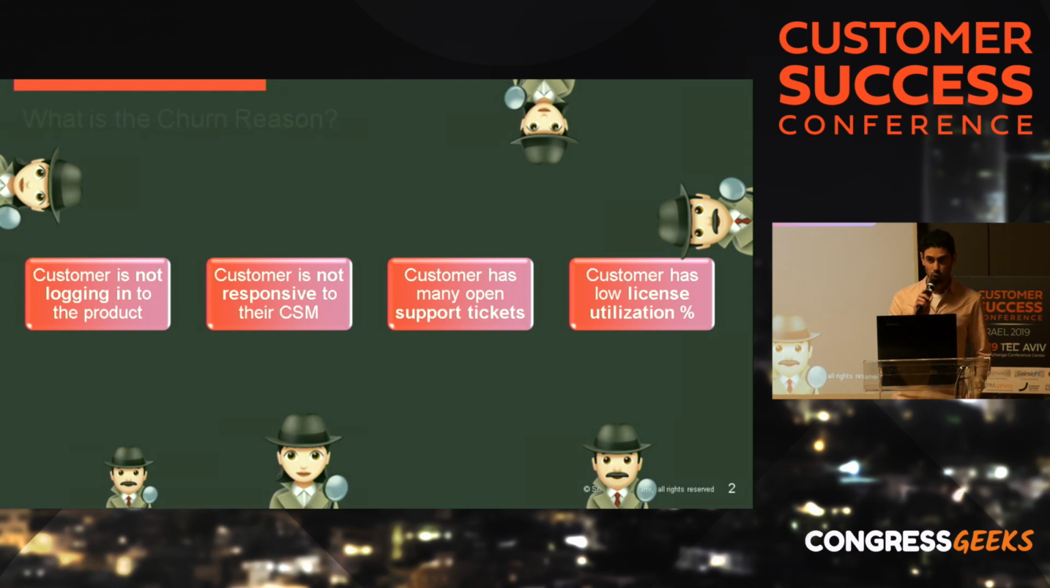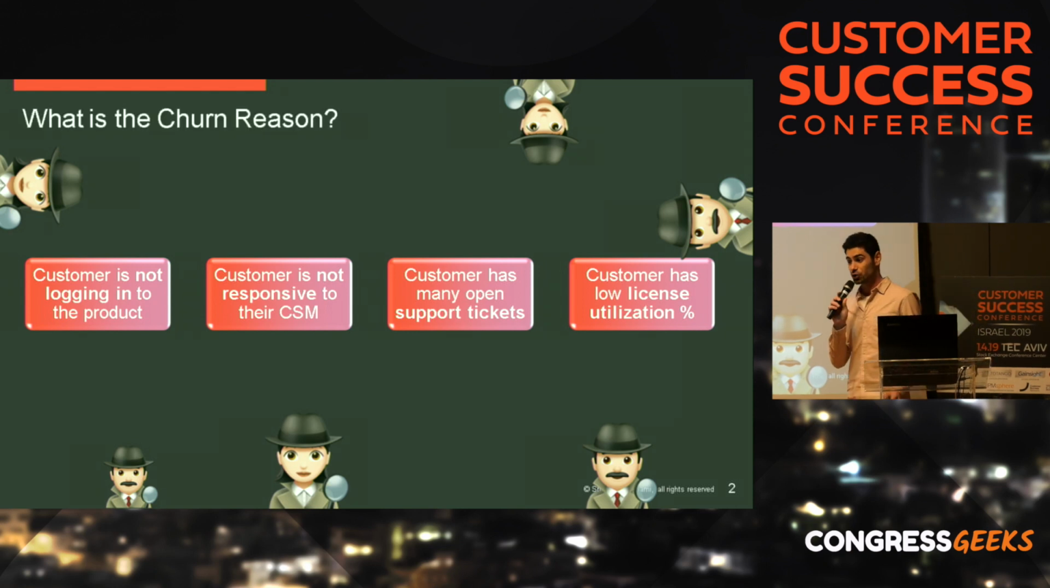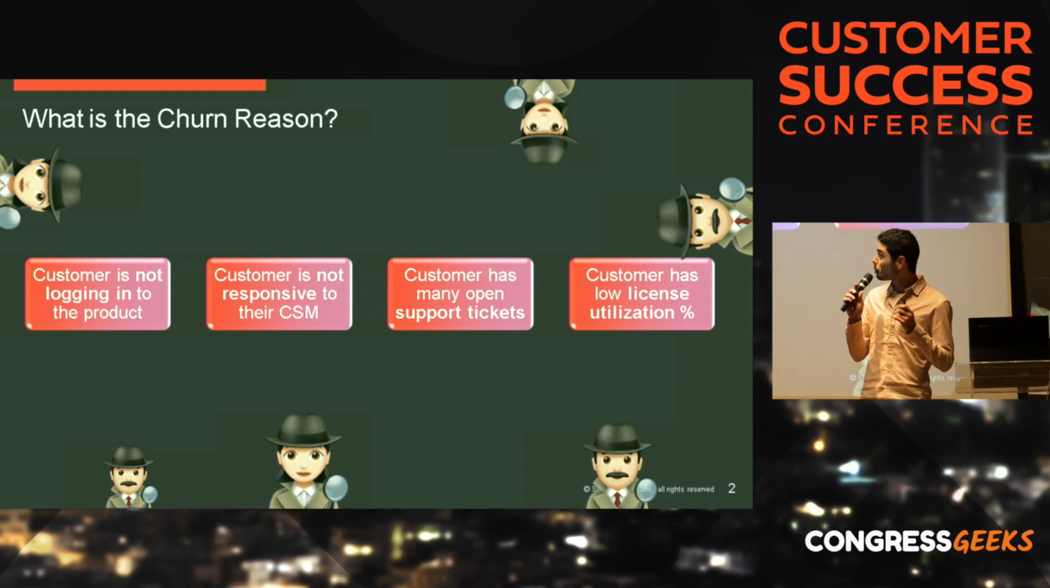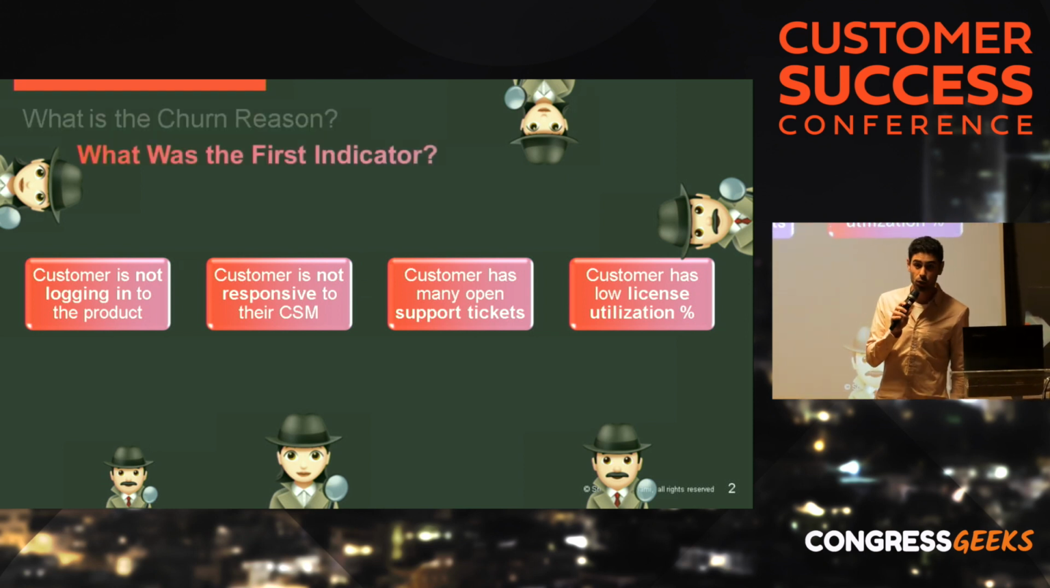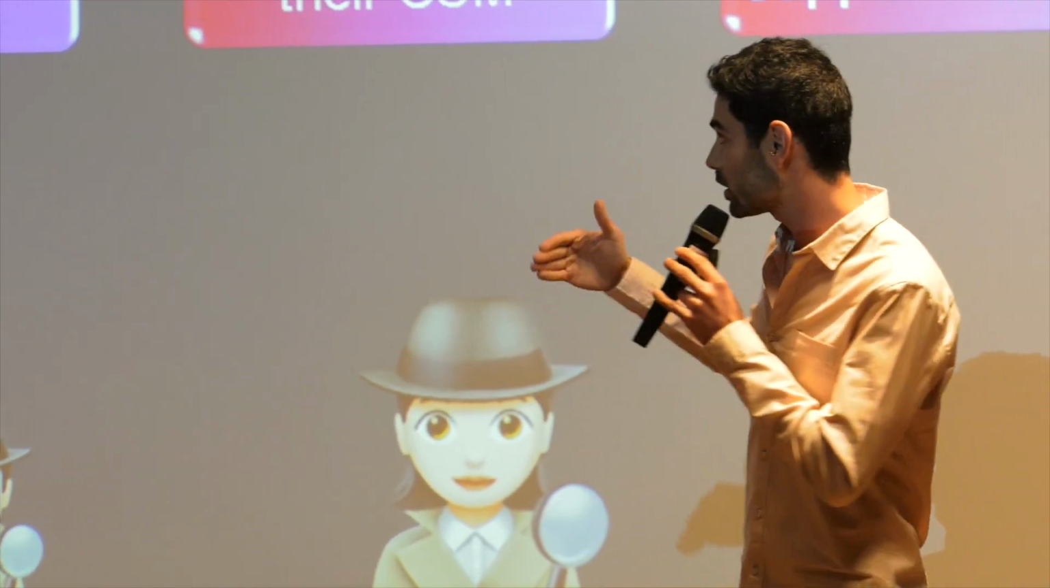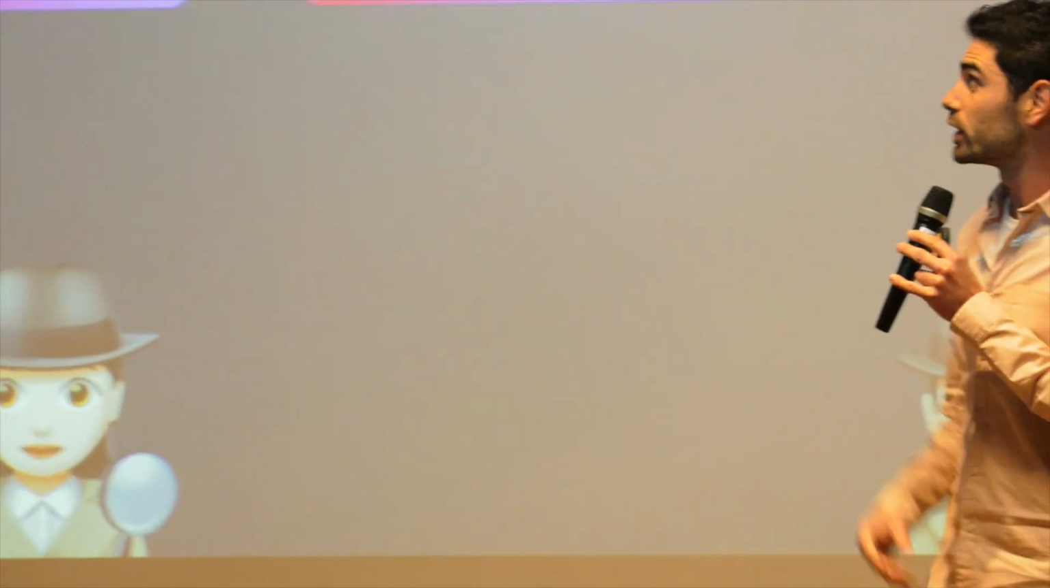Many times we focus on the question, what is the churn reason? Here in this presentation, I would like to go back and ask the question, what was the first indicator to this? Because when we talk about customer health score, we try to find the first indicator, because if we could predict this, maybe we wouldn't get all of the other reasons that we eventually did.